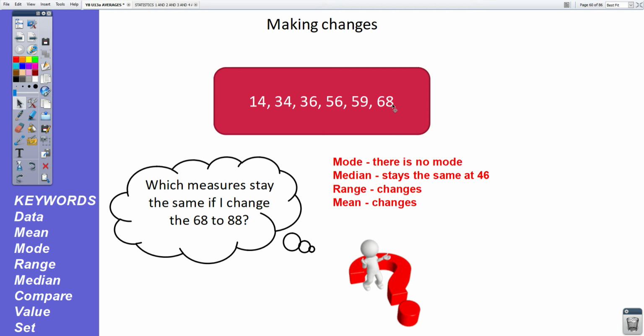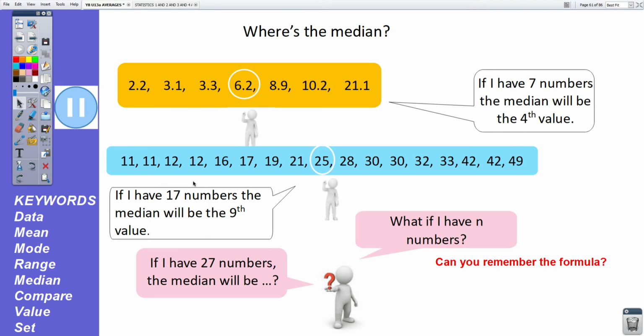If I change 68 to 88, the range is going to change. And the mean, I'm making this number bigger, so the total is going to be bigger, the mean is going to be bigger. The mean changes. Okay, let's see if you can remember a little bit about the median.